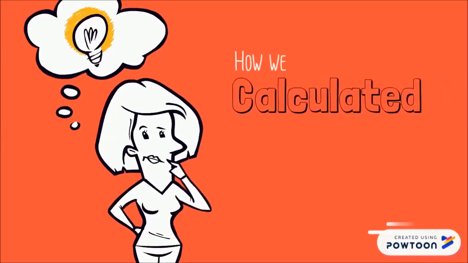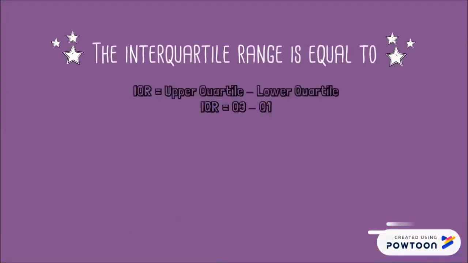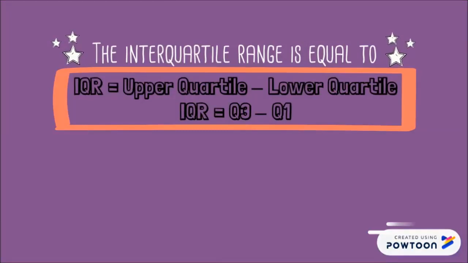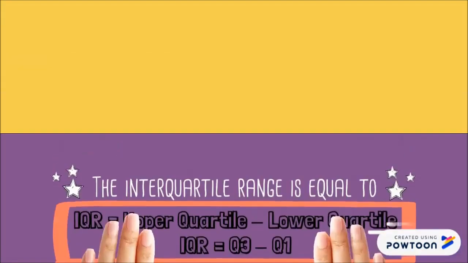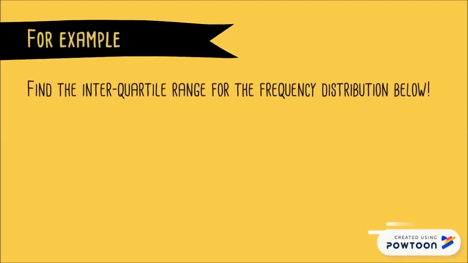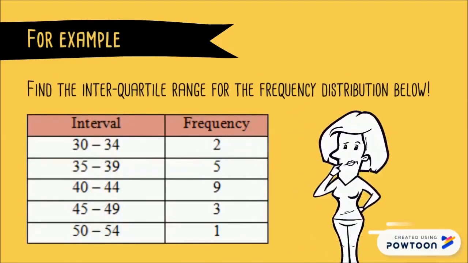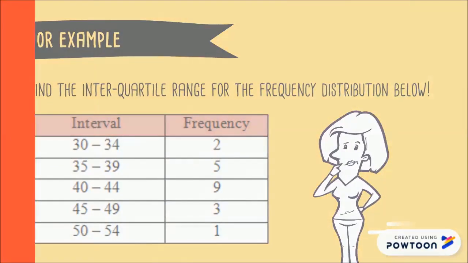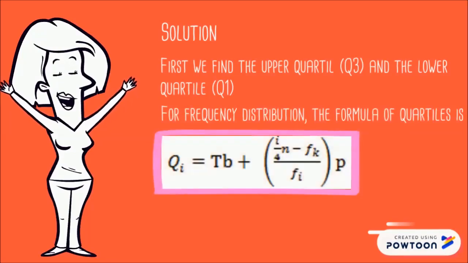How do we calculate the interquartile range of group data? The interquartile range is equal to the upper quartile minus the lower quartile. For example, find the interquartile range for the frequency distribution below. First, we need to find the upper quartile and the lower quartile with this formula.